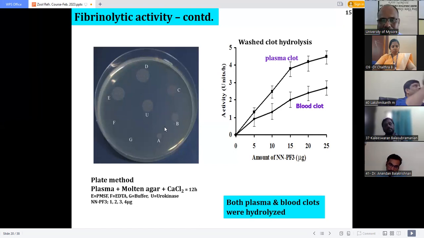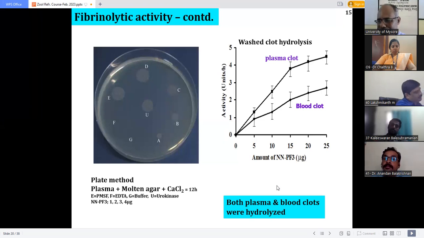So this is what you can see over here. And we prepared the whole blood clot as well as plasma clot, and we tested the degradation. See, this is the whole blood clot degradation profile, and this is the plasma clot degradation profile. Here we can see both plasma clot and blood clot are degraded. But the plasma clot is degraded more efficiently than blood, but it is degrading both.